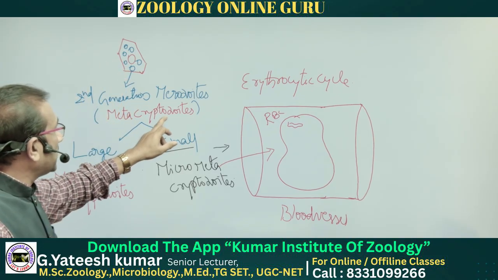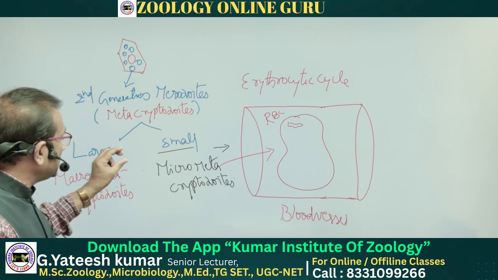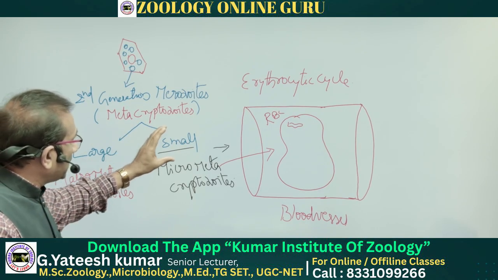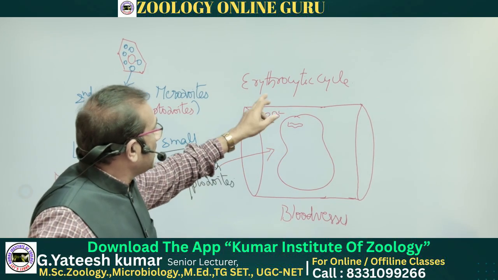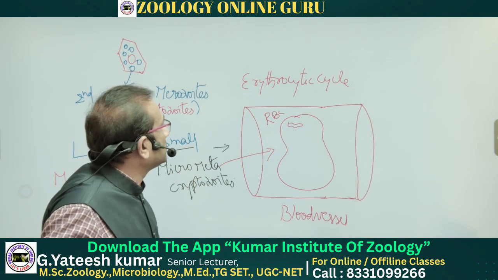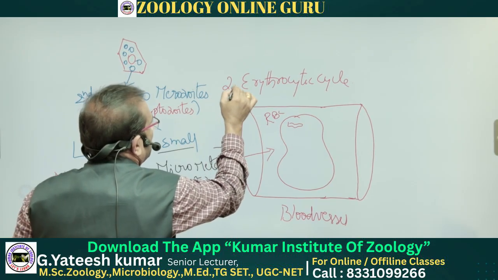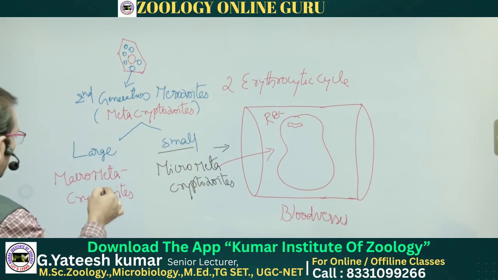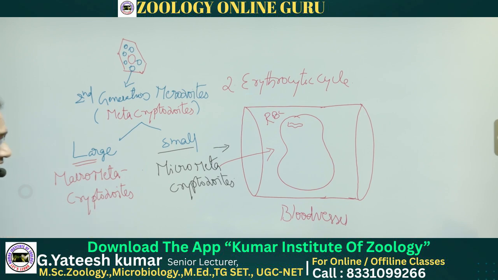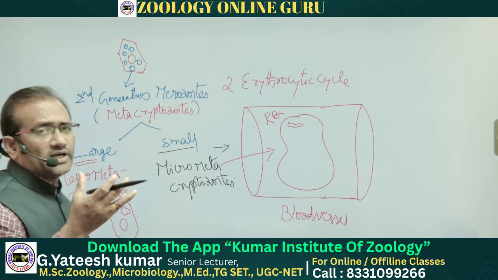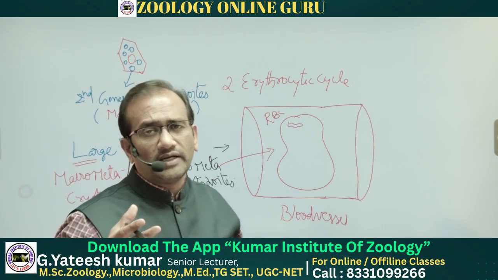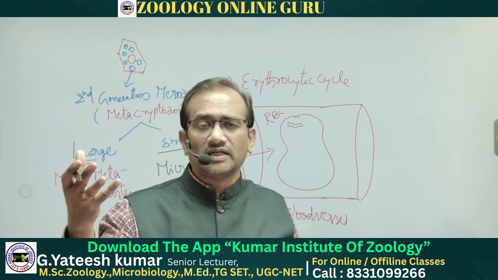also known as metacryptozoites. There are two types in size, large and small. The small are called micro metacryptozoites. They enter into the RBC in the blood and start the second one, called erythrocytic schizogony. And what about the large ones? These large macro metacryptozoites once again attack a fresh liver cell, start the trophozoite stage, schizont and schizogony, and produce third generation merozoites.